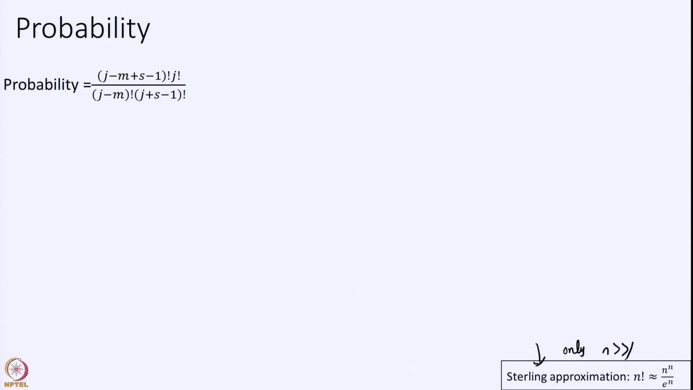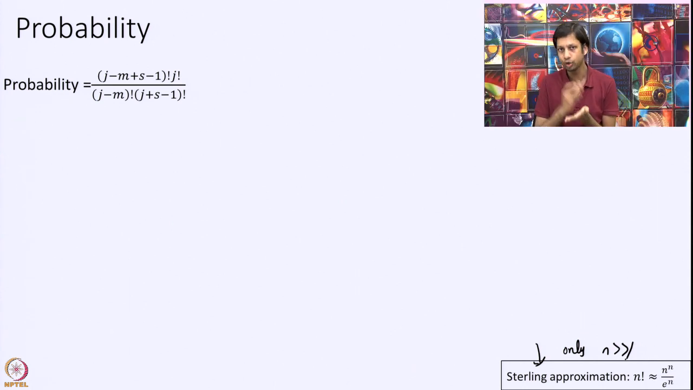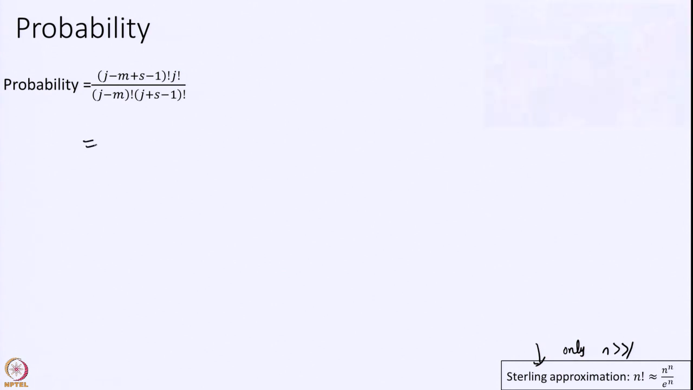Okay, we have a lot of energy. So what we are working today, this RRK model holds only when there is a lot of energy. Okay, that is our first approximation. We are going to make one more. So we are going to use this n factorial equal to n to the power of n over e to the power of n. So let us write things very, very carefully.